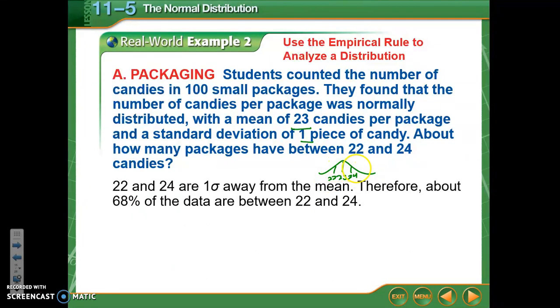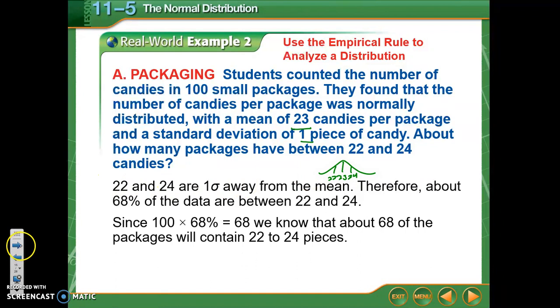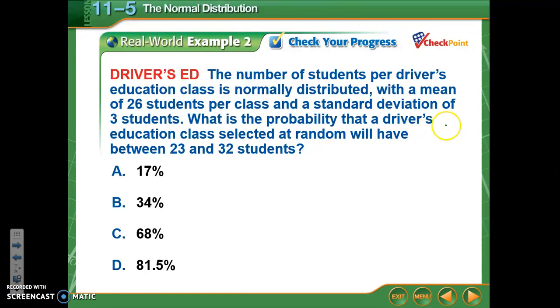How much data is between 22 and 24? Looking at your empirical rule, it is 68%. And notice it says how many packages, not what percent, right? So since there are 100 packages, 68% of 100 is actually 68 packages. But make sure you pay attention to whether or not they're asking for a percent or an amount. All right, please try this one. Notice they're asking for the probability, which will be the percentage, not the amount.